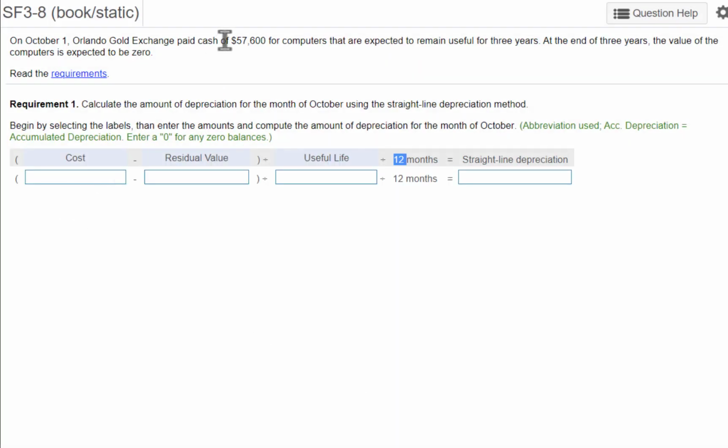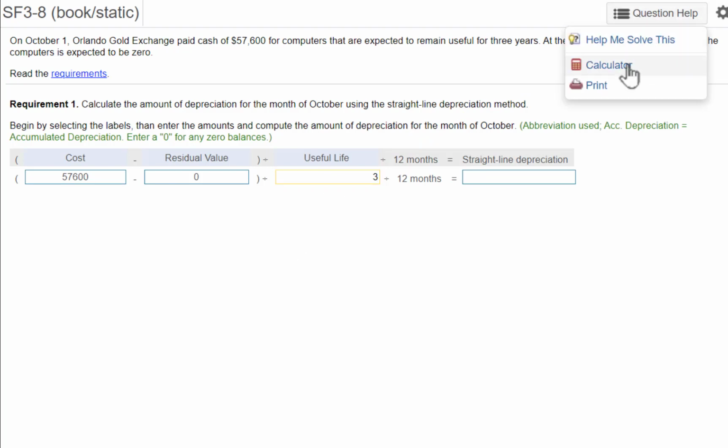So the cost of the computers is $57,600. Residual value is how much they think they can sell it for at the end of its useful life, and that's 0. So put a 0 in there. Useful life, 3 years. Now remember, the residual value is just an estimate. It's a guess, as well as the useful life. So depreciation is not an exact science. It's just an estimate.